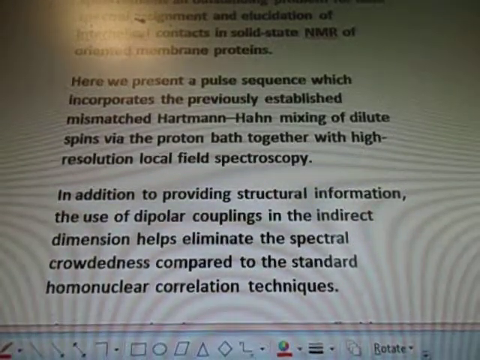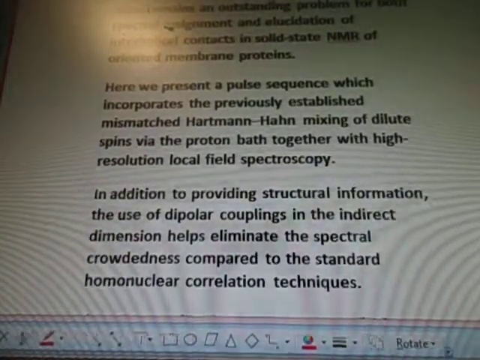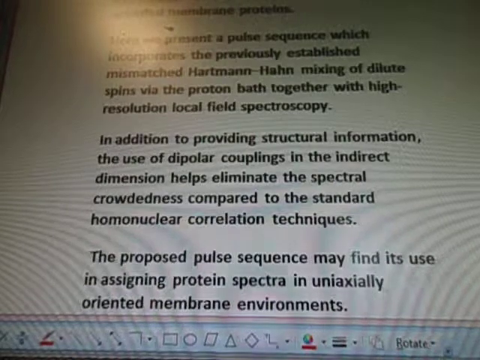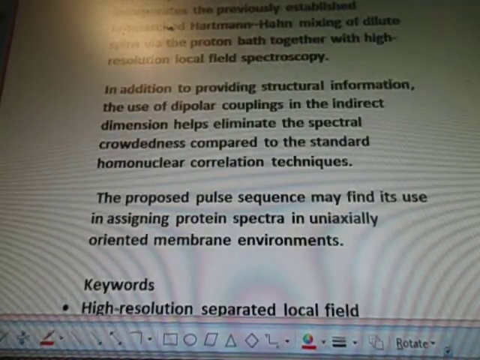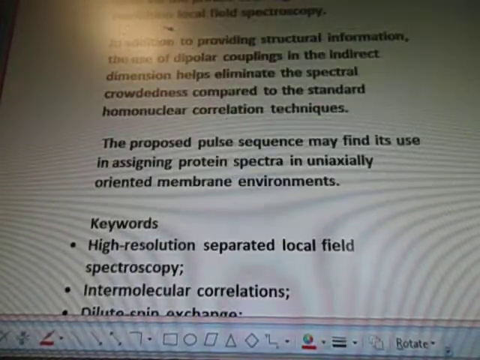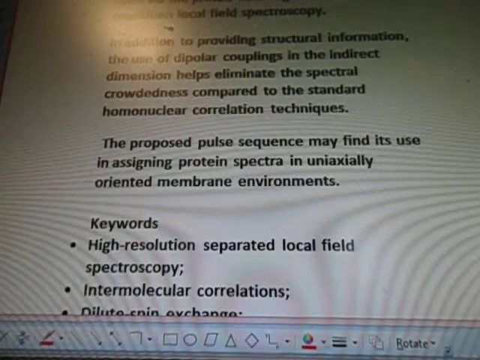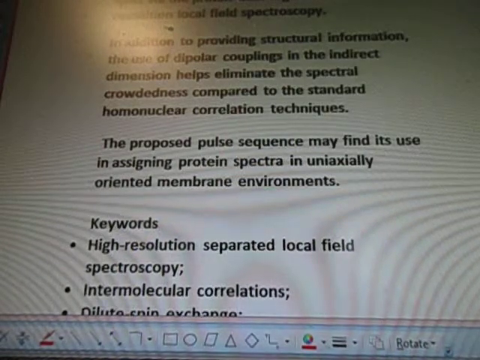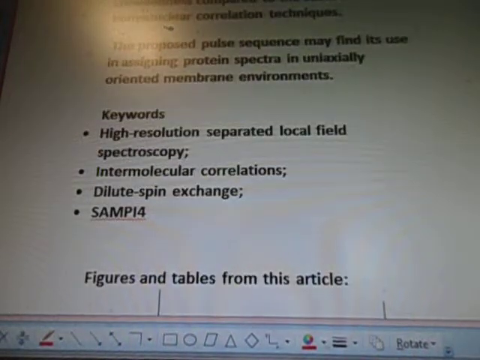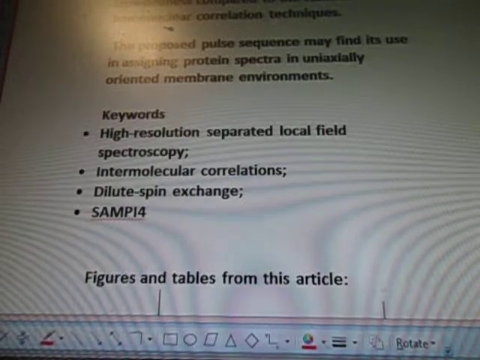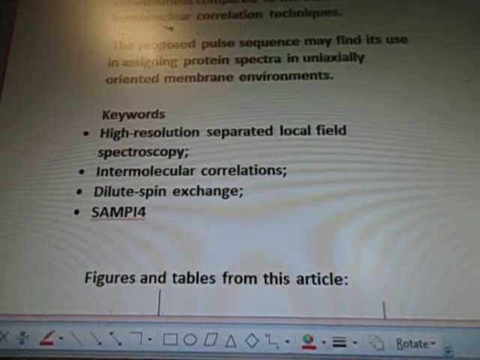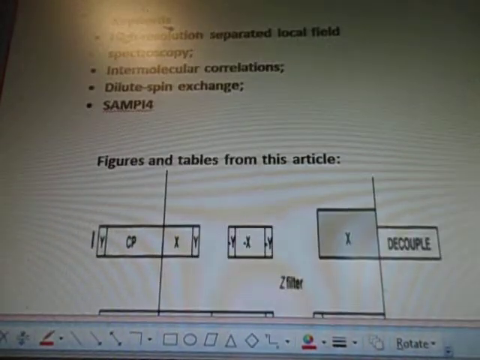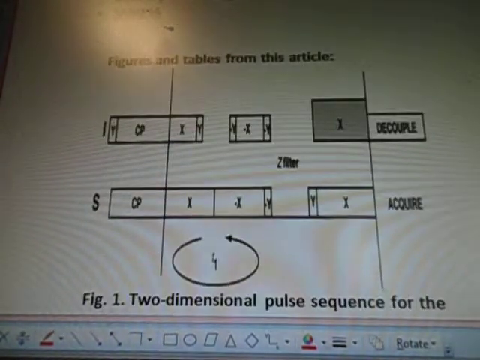In addition to providing structural information, the use of dipolar couplings in the indirect dimension helps eliminate the spectral crowdedness compared to the standard homonuclear correlation techniques. The proposed pulse sequence may find its use in assigning protein spectra in unilaterally oriented membrane environments. The keywords are high resolution separated local field spectroscopy, intermolecular correlations, dilute spin exchange, and SAMP14. The figures and tables are from this article.